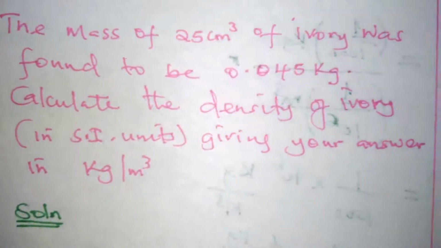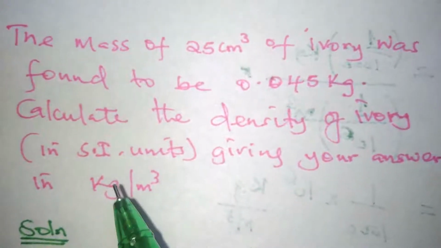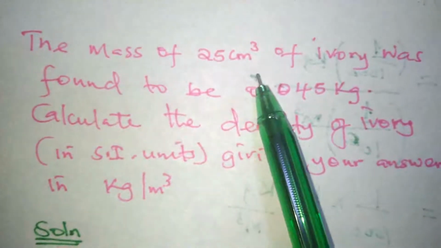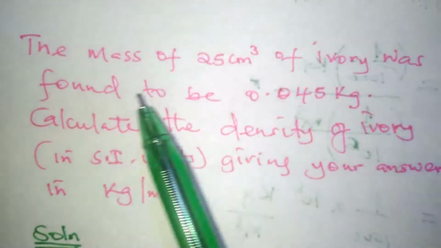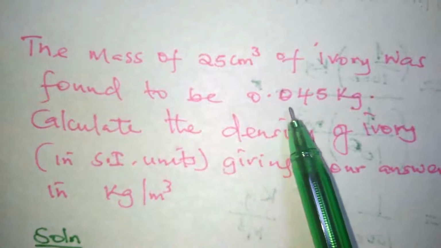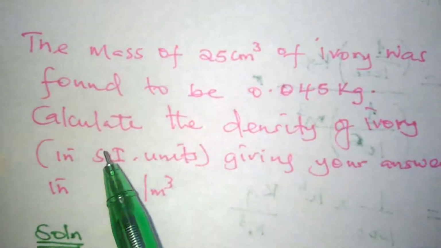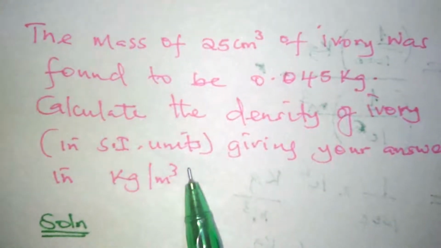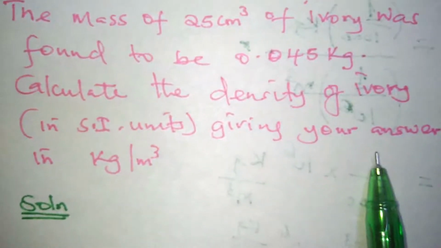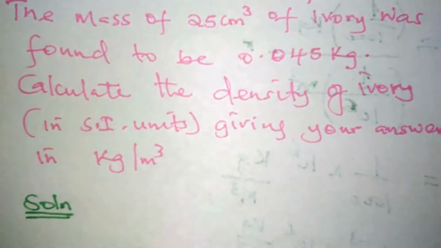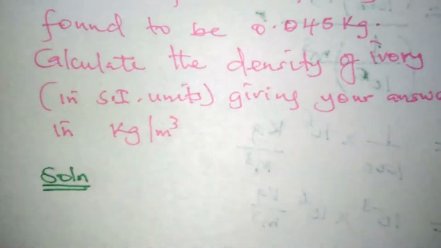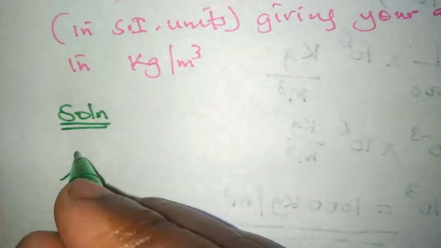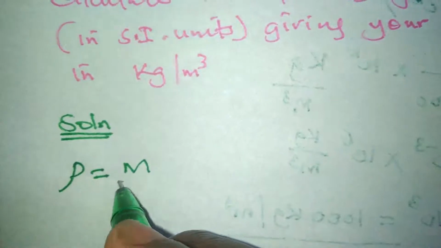Let's now do a textbook example. We have a question. The mass of 25 centimeters cube of ivory was found to be 0.045 kilogram. Calculate the density of ivory in SI units, giving your answer in kilogram per meters cube. Now, to do this question, we begin by writing our formula. Density is equal to mass over volume.